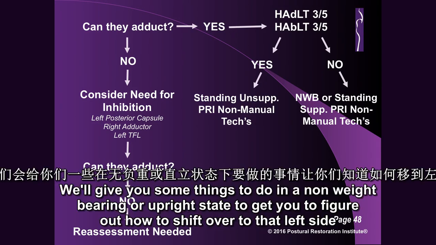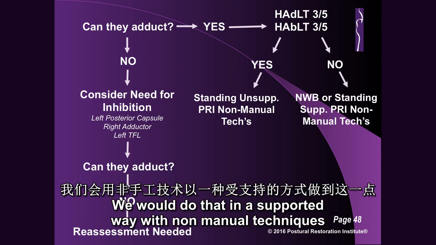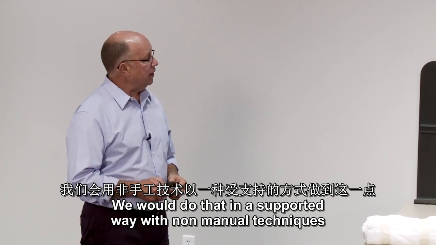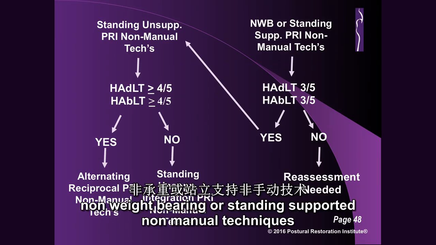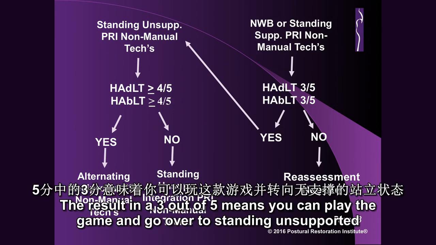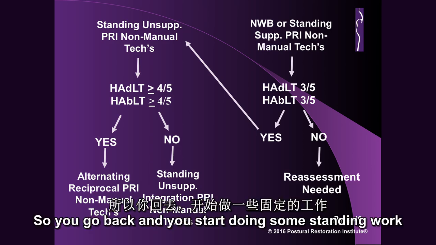We'll give you some things to do in a non-weight bearing or upright state to get you to figure out how to shift over to that left side. We would do that in a supported way with non-manual techniques. Non-weight bearing or standing supported non-manual techniques that result in a 3 out of 5 means you can play the game and go over to standing unsupported non-manual techniques. So you go back and you start doing some standing work.